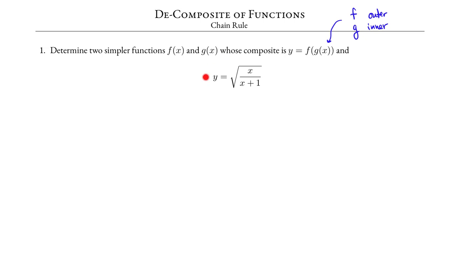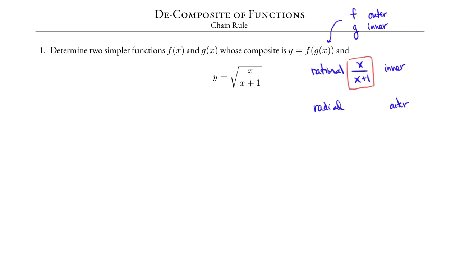By observation, with the given formula, we see that the rational function x over x plus 1 has to be the inner function because it is inside the radical function, and the radical function is therefore the outer function. Once we identify the inner function, we will use this as an input.